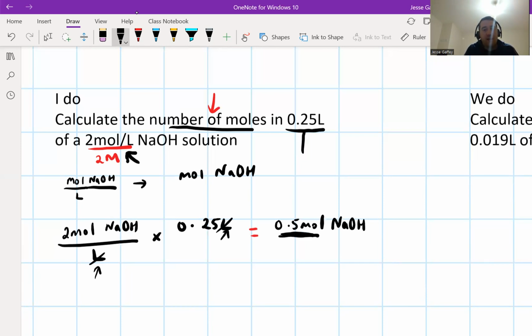Did I have less than a liter? Yes, I did. I had only a quarter of a liter. So it's right that the number should go down from 2 moles per liter to 0.5 moles because I didn't have a full liter. Okay, so the number should be less. So again, just using logic to make sure you're not going off. It should be pretty obvious if you've done something very wrong.